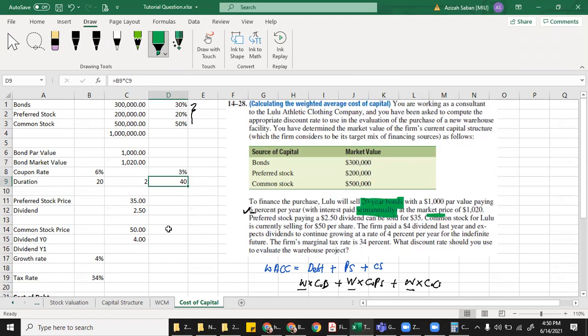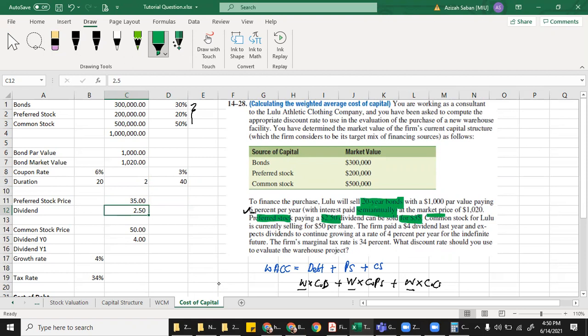All right. Now, the preferred stock, it's given here. This is the data for preferred stock. The dividend is $2.50, sold at 35. So that's why I have the information here. The share price is $35 per share, and the dividend is $2.50.